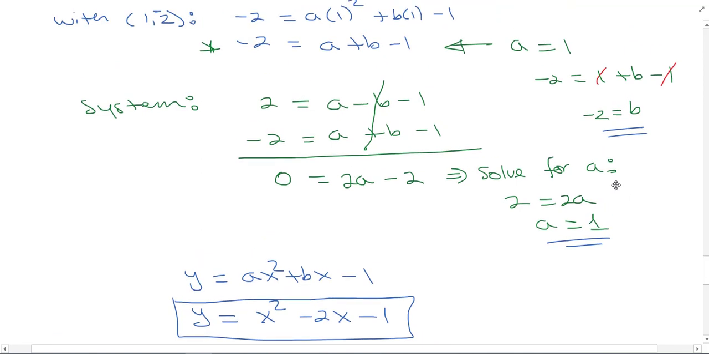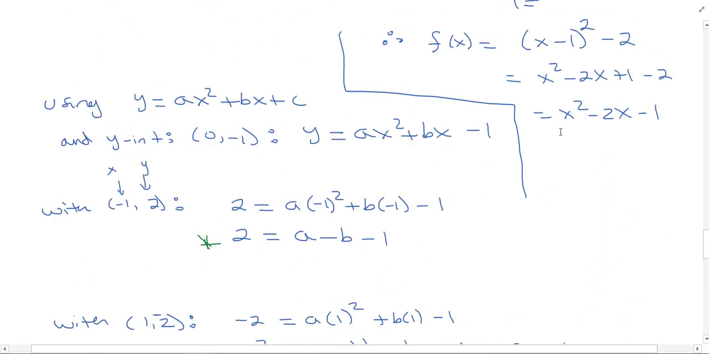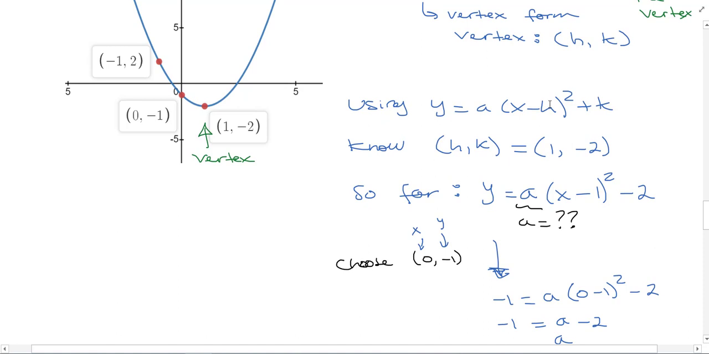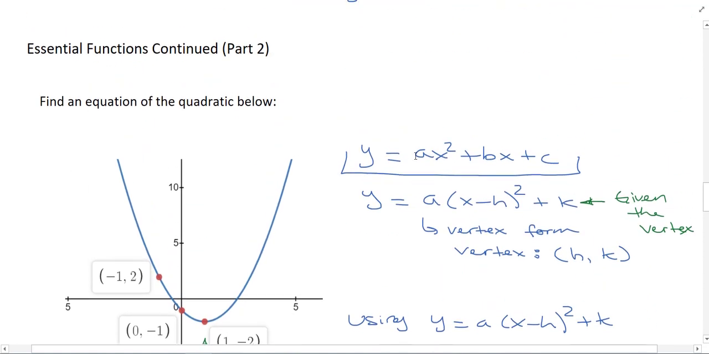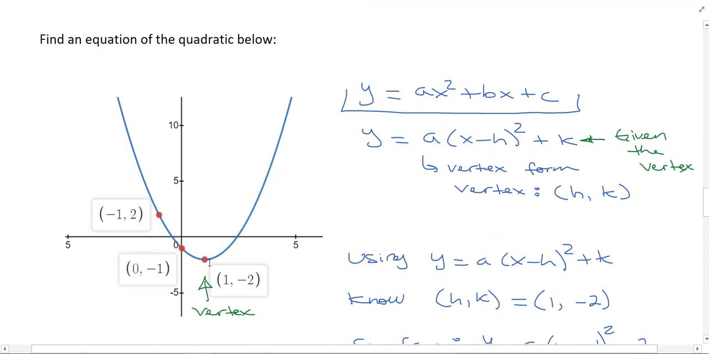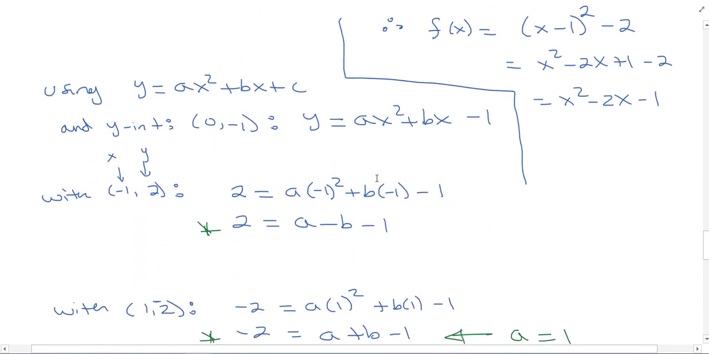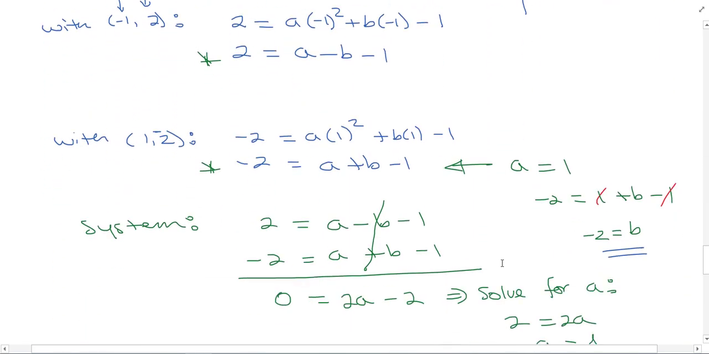And so those are two ways that you can find the equation of a parabola. Which form you use, the standard form versus the vertex form, really depends on, do you have the vertex? If you have the vertex, then the vertex form is nicer. But if you don't have the vertex, then you use the standard form. Chances are you're going to end up having to create a system of equations.